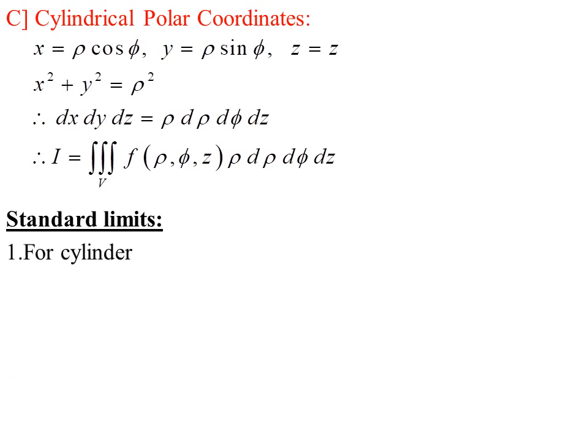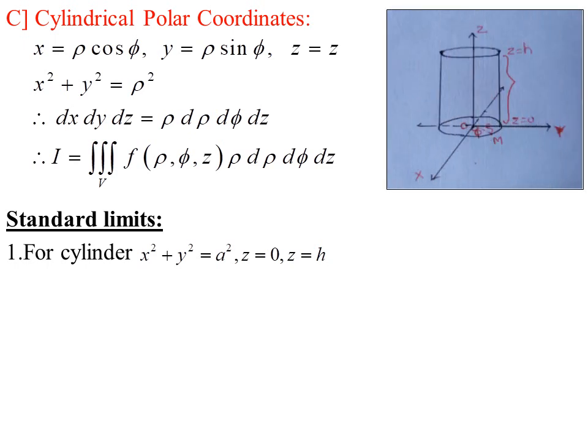Now the first example is for the cylinder. Suppose this is our equation of the cylinder, x square plus y square is equal to a square, z equal to 0, z equal to h. Let us try to understand this figure. Now this figure we have considered as a right circular cylinder whose axis is about the z axis.